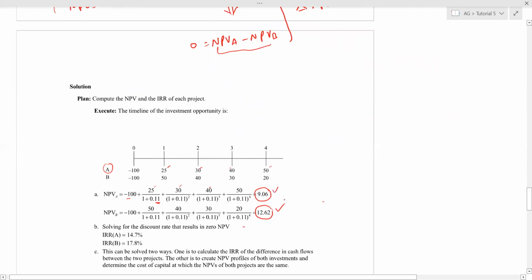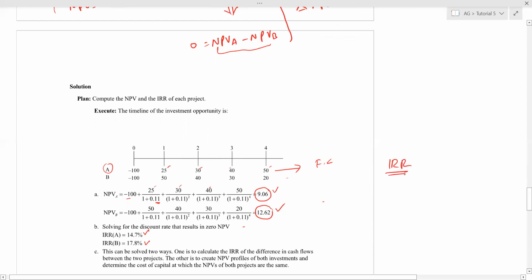I think we already know how to do the NPV and IRR, so I'm just using this information to explain answer C. So solving for the investment discount rate for IRR, if you solve the IRR for A using the financial calculator and for B also using the financial calculator, you will get 14.7% and 17.8%. So students, I'm assuming that you know how to do the IRR through financial calculator. If you don't have a financial calculator, of course, you have to calculate IRR through interpolation.